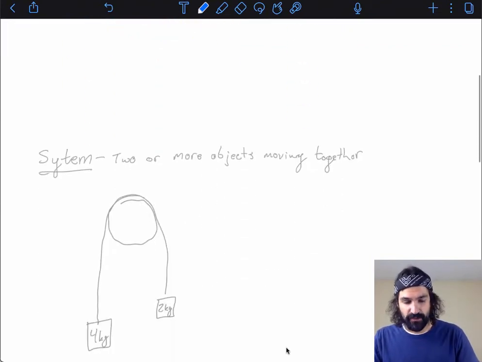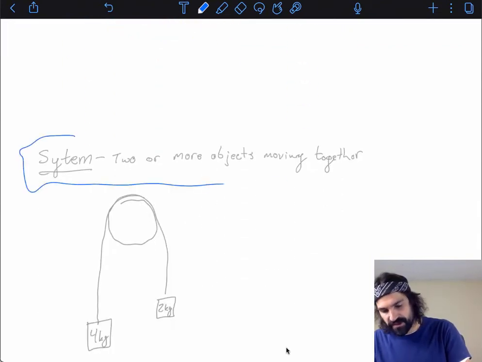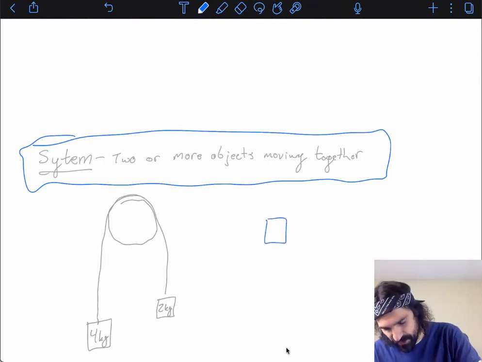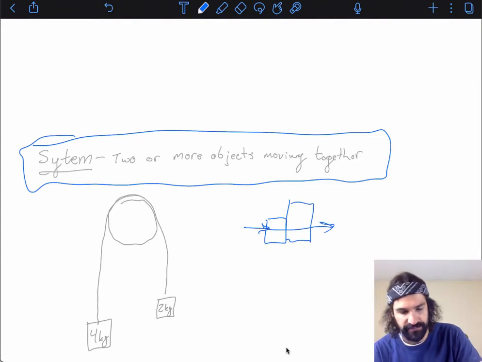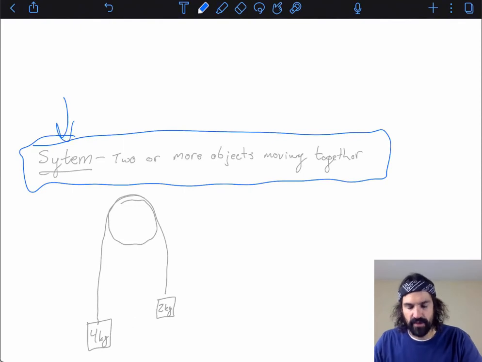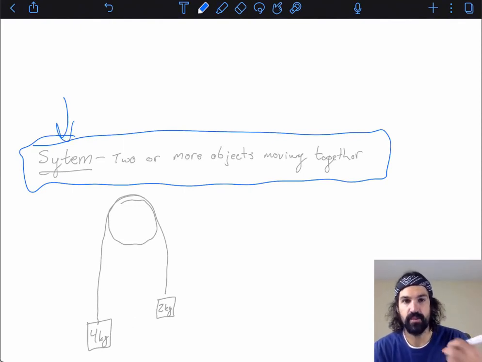And that's the first thing I want to discuss: a system is any two or more objects moving together, whether it be slung over a pulley, whether it be several blocks next to each other when you push one and then they end up moving together. It's all the same, and we're going to treat it all the same. The way we're always going to treat these problems is as a system. We're going to treat them as one single thing moving together.